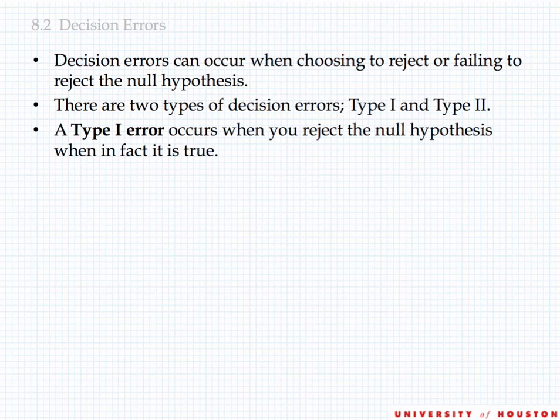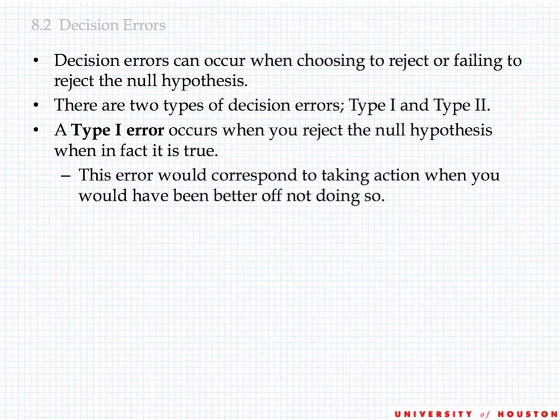A type 1 error occurs when you reject the null hypothesis when in fact it was true. This error would correspond to taking action when you would have been better off not doing so.